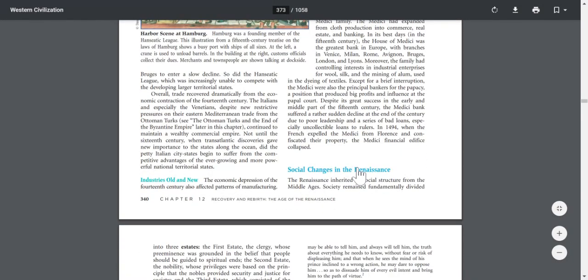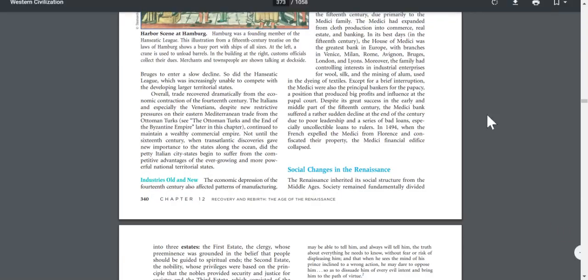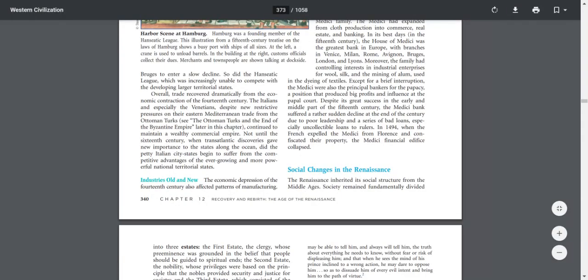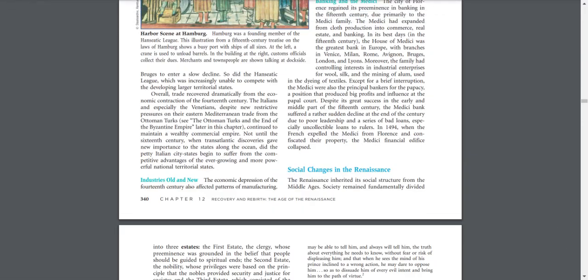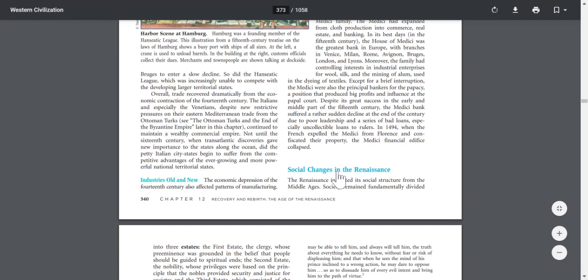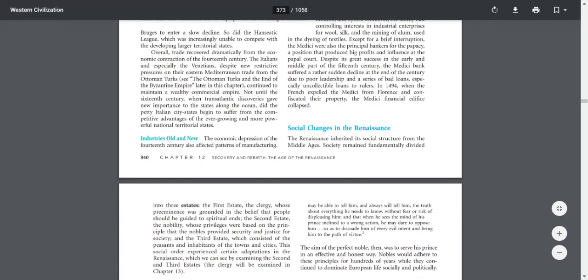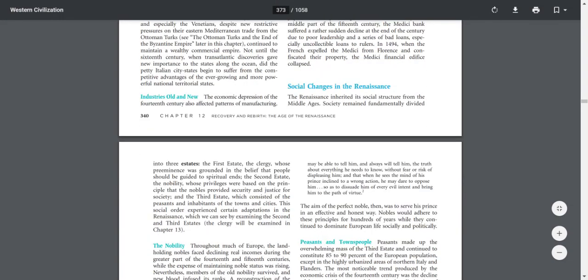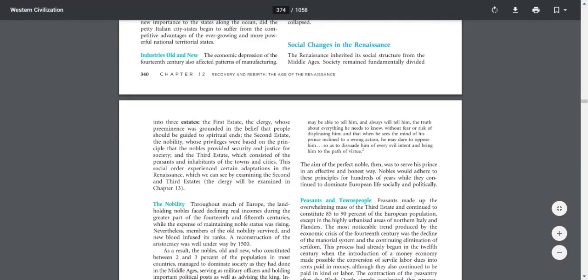The next P2, social changes. And everybody see the heading looks different. So this indicates that this is no longer part of the previous heading. It's a separate heading. It's a P2 heading. So this is going to be the second subheading. So I see social changes in the Renaissance. So I'm going to come through. I see this bold word again, an indicator, I need to know what the estates are.